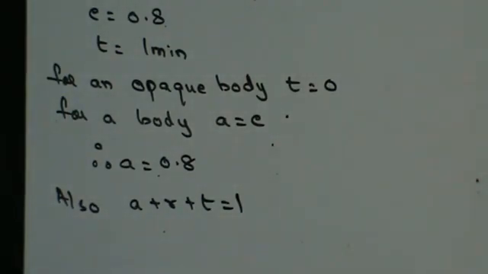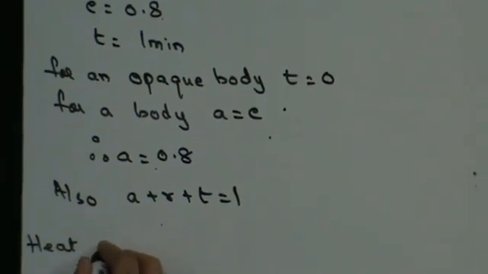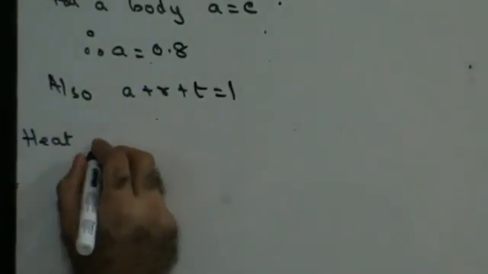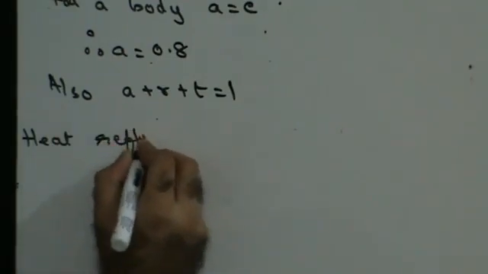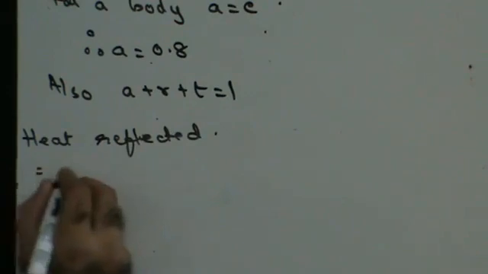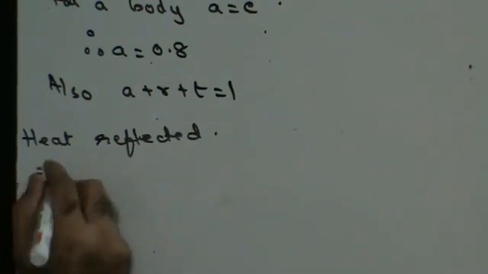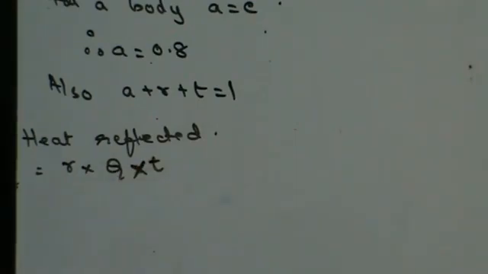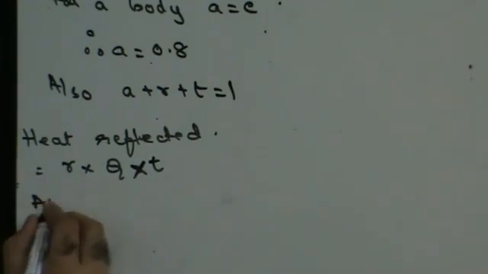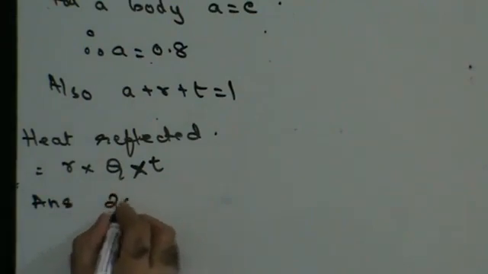Now, in that case, you got to find out heat energy. Quantity of heat energy reflected, that is R into Q into the time. The time that we said is in 1 minute. So when you multiply this, you should get your answer. The answer for this should be 2400 joules.